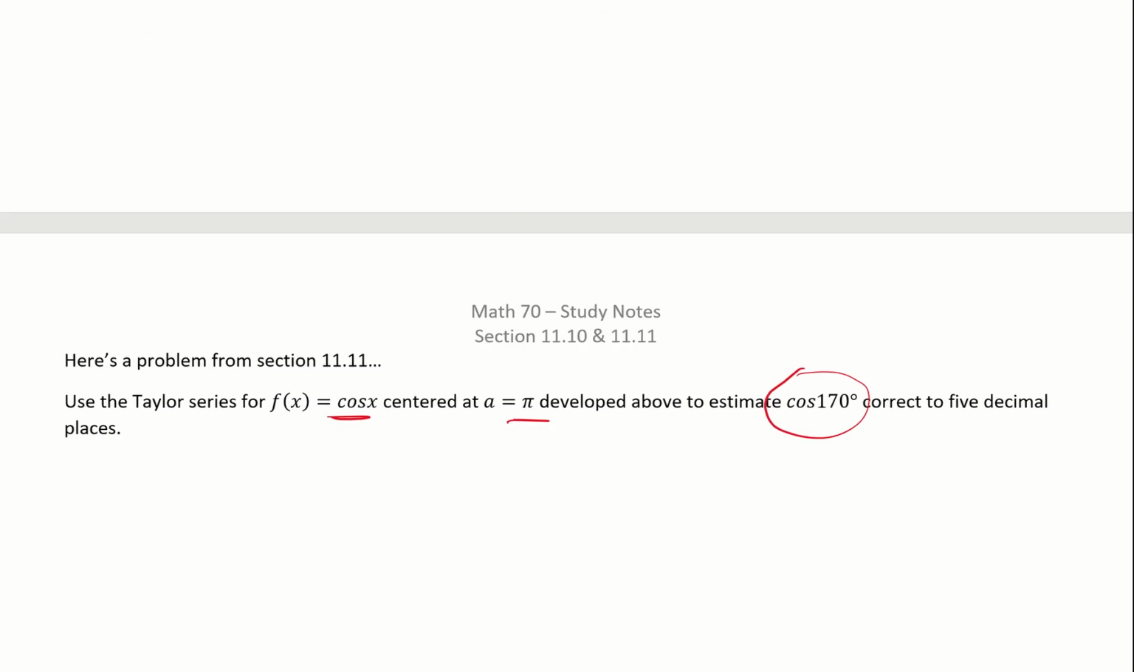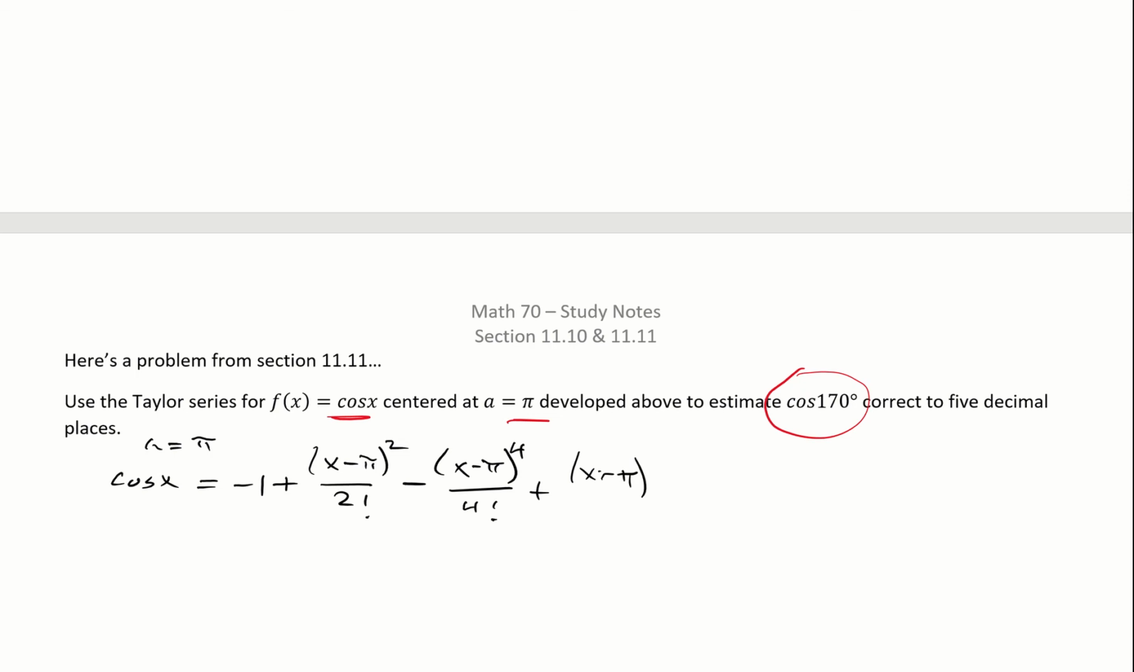So way down here. All right, so let's write that down before we forget. Cosine of x at a equals pi gave us -1 plus (x minus pi) squared over 2 factorial, minus (x minus pi) to the 4th over 4 factorial, and if we need it, plus (x minus pi) to the 6th over 6 factorial, minus, and so on, as many as you need. What we're going to do is evaluate cosine of 170.